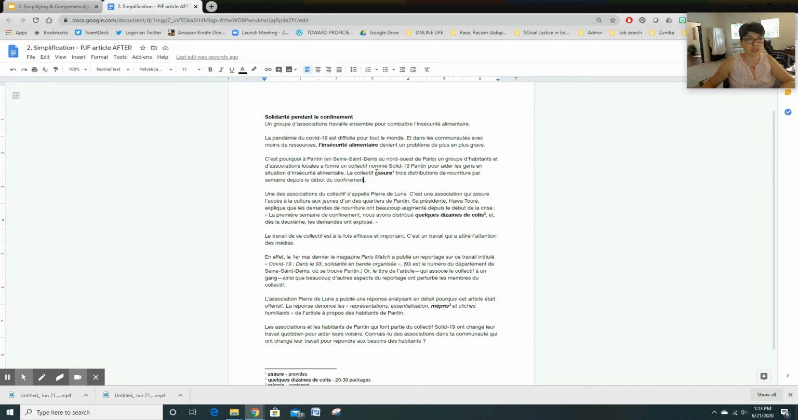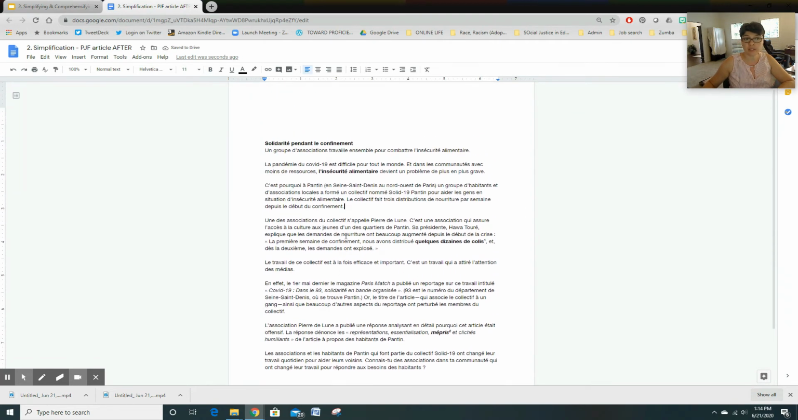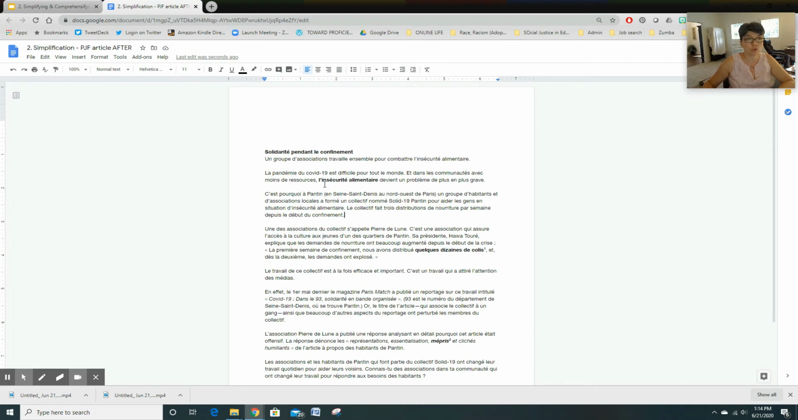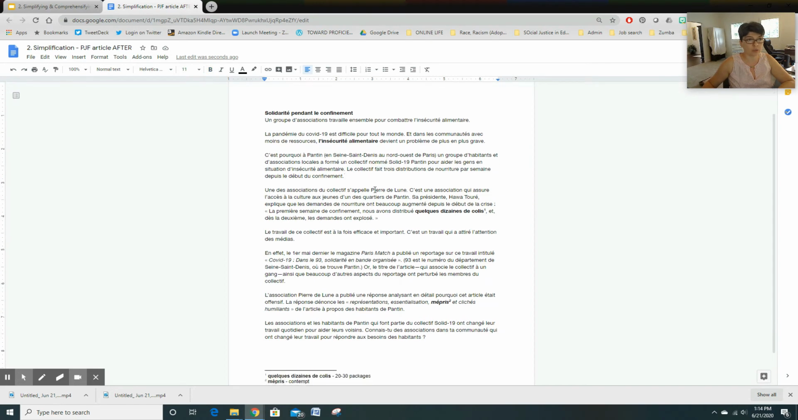Okay, so here the author used assure and used a footnote. And remember, I told you to try as much as possible to use the Sweet 16 verbs or the Super 7 verbs. So here I'm going to use a Super 7 and I'm simply going to change assure for fait. Le collectif fait 3 distributions de nourriture par semaine, and now I do not need this footnote, and I can keep the footnotes truly for phrases that are critical for the comprehension of the article. Okay, so now I have a Super 7 verb, and the sentence is now much simpler.